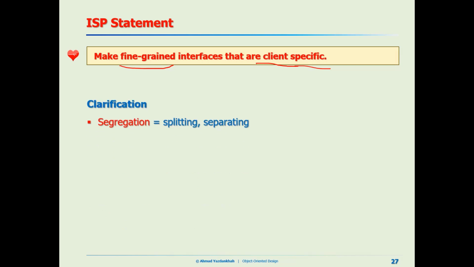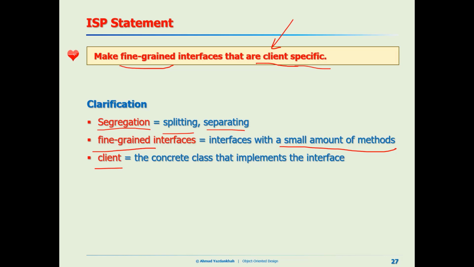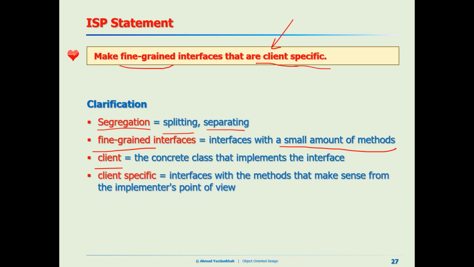Okay, so probably before that, what is the meaning of segregation here? It is splitting or separating, and we will see what it means. Fine grain means that we should make interfaces with a small number of methods, right? With some examples, I will clarify what it means. And who is the client here? The client is the caller or the implementer of that interface. And when we say it should be client specific, it means that we should put methods in that interface that the implementers of that interface really need. Again, I will explain via an example.